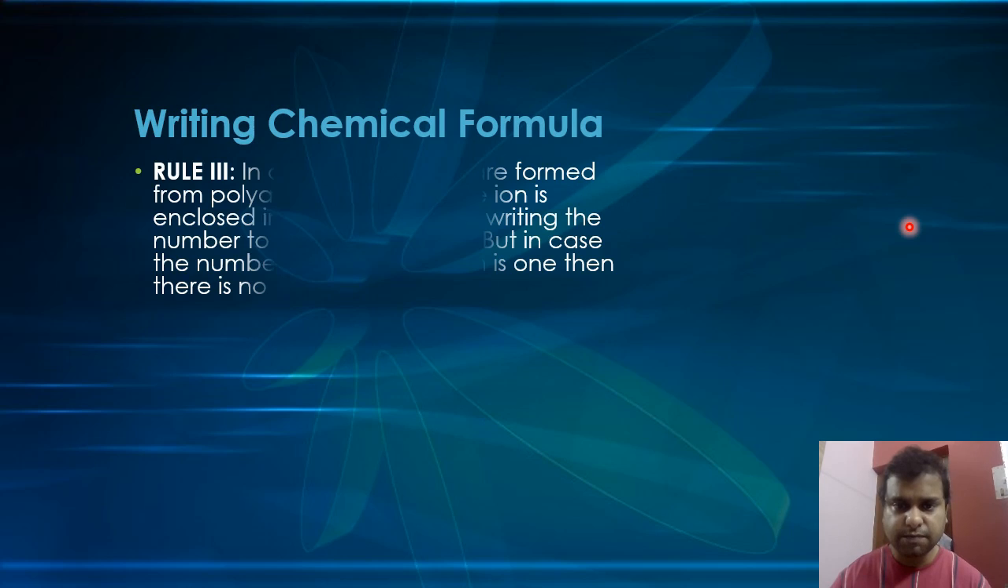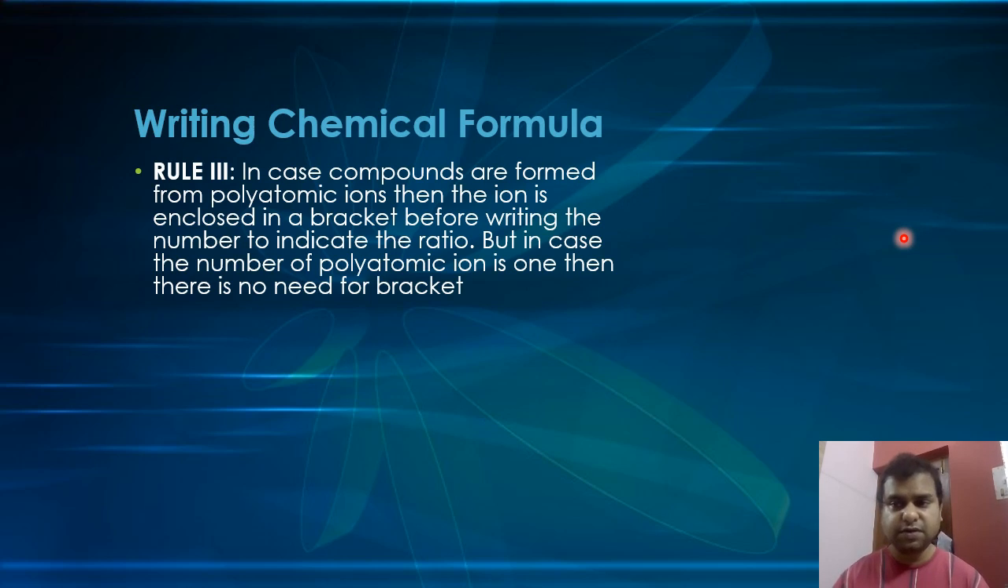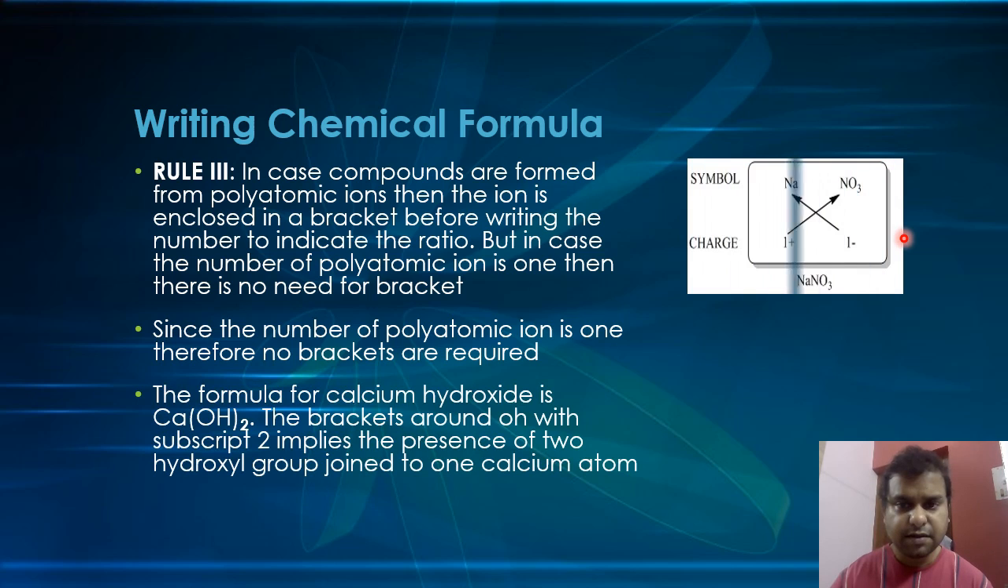And the third rule, what does the third rule say? See the figure over here. In the third rule it says, in case compounds are formed from polyatomic ions, then the ion is enclosed in a bracket before writing the number to indicate the ratio. But in case the number of polyatomic ions is 1, then there is no need for a bracket.